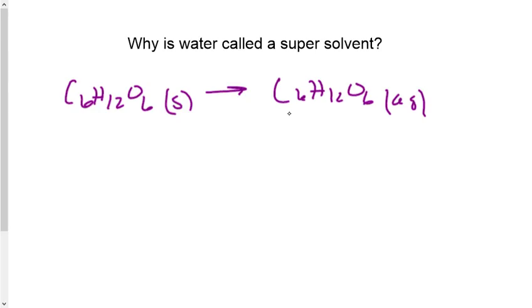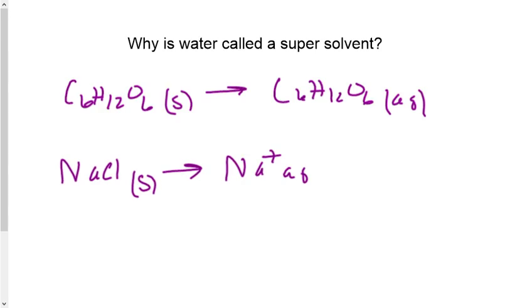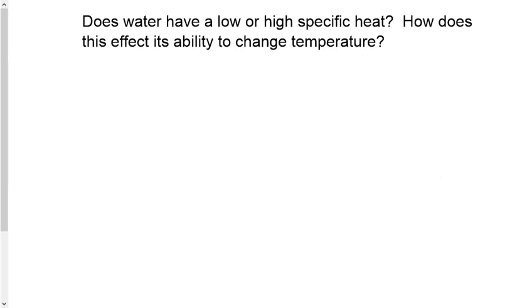So they like to dissolve polar molecules. Glucose is definitely a polar molecule. Water also dissolves something like salt, NaCl, solid. In the presence of water, it becomes Na+ aqueous plus Cl- aqueous. One more time showing how it makes the aqueous ions. So these are all polar molecules and ionic compounds. So that's why water is a super solvent. It dissolves lots and lots and lots of molecules. Okay, go on to question 5.